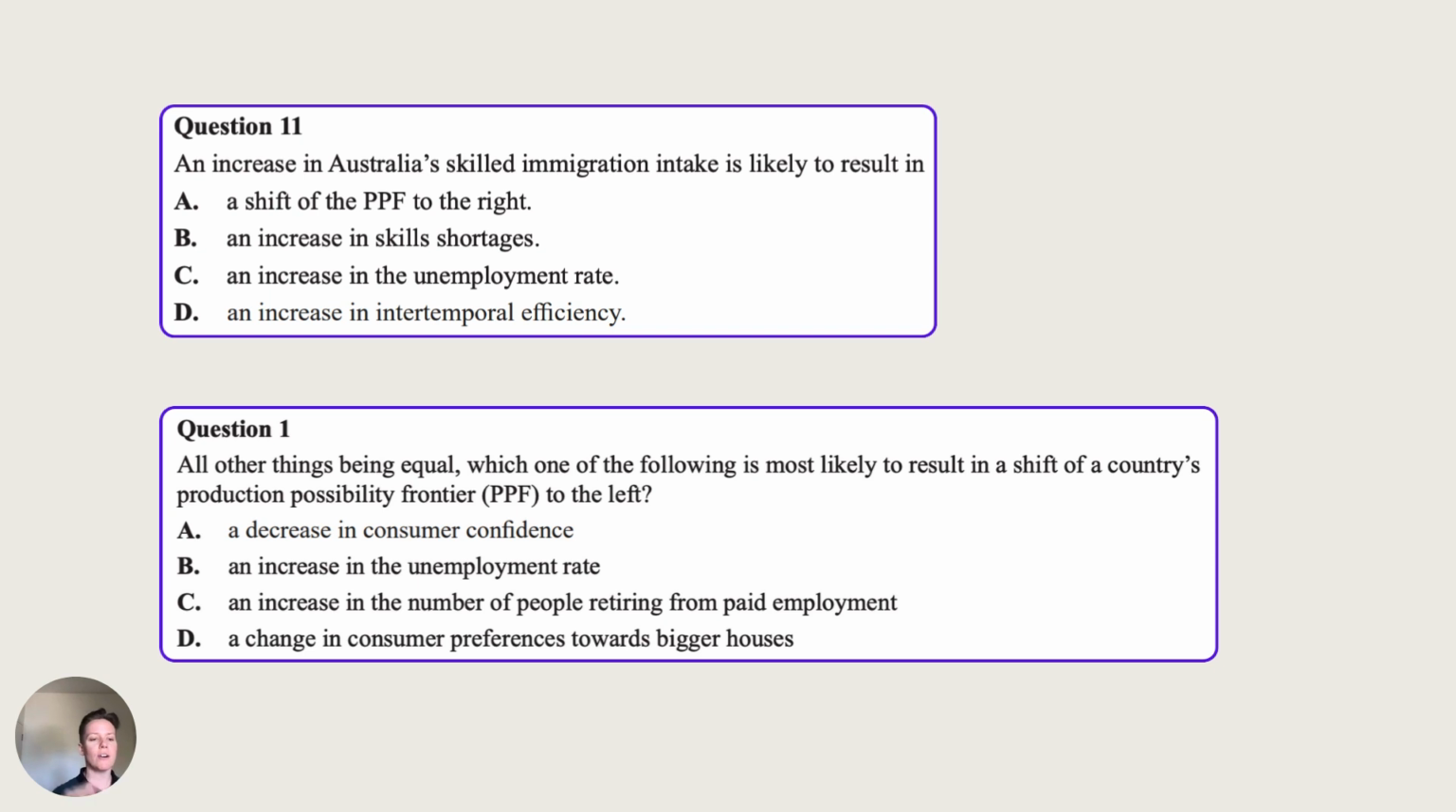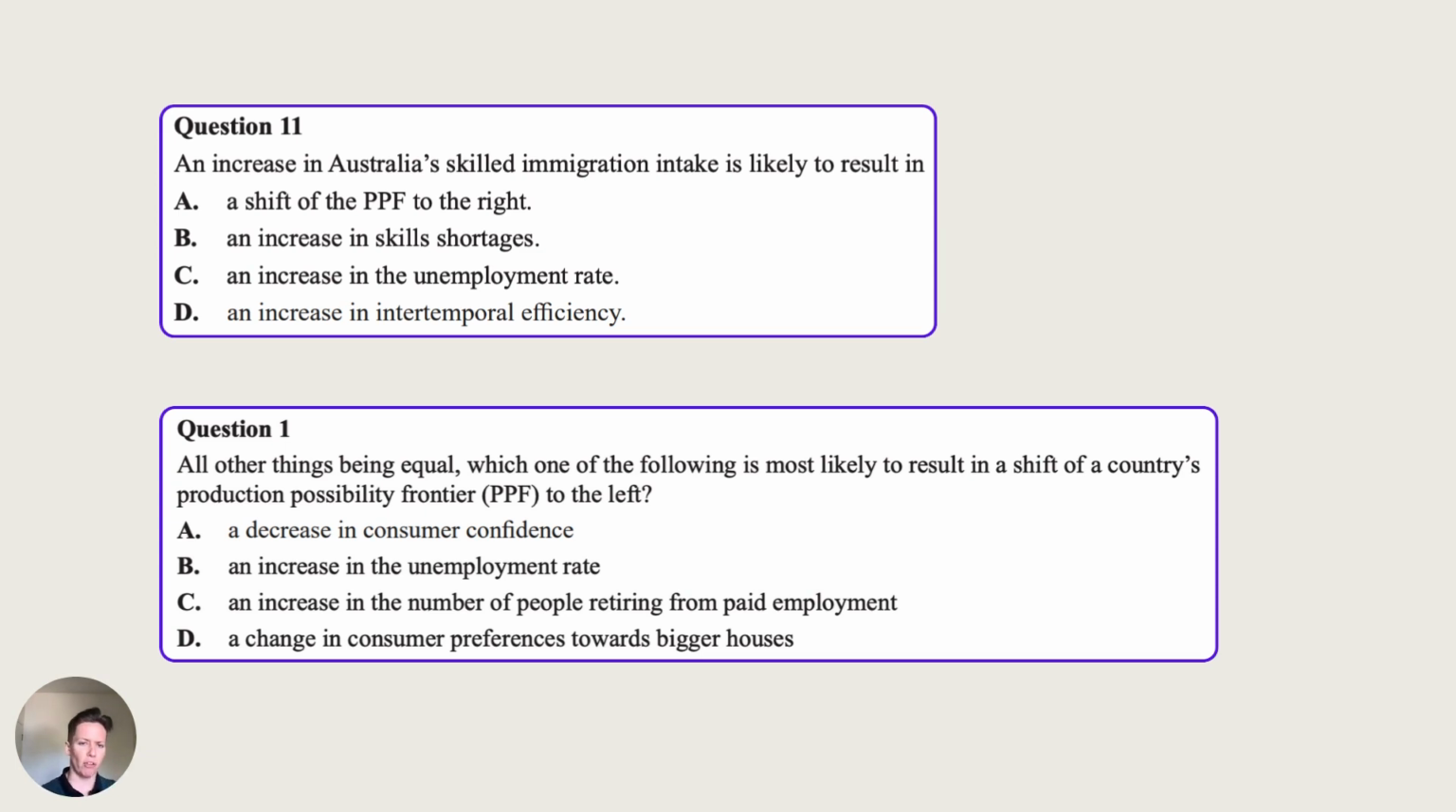So before I even go through the solutions, I've already had a consideration of what that sentence means. So I'm sort of locked and loaded, and I'm hunting for that in these responses, okay? So A, we can see it, a shift to the PPF to the right. That looks awesome. That's what we just spoke about. So I'm thinking the answer is going to be A. But like I said, we need to go through everything just to make sure. B, an increase in skills shortages. Actually, we're going to see a decrease in skills shortages because we're getting more skilled migrants into the country.